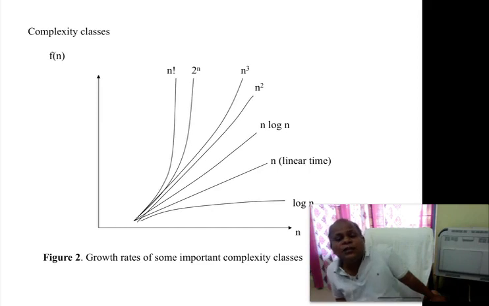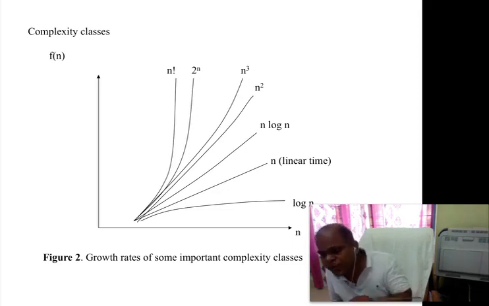Now you see there are some complex classes. Why are we saying complex classes? We will discuss it later. These are some of the complex classes where n is on the x-axis and the function f(n) is on the y-axis. Now the bottom one is log n.